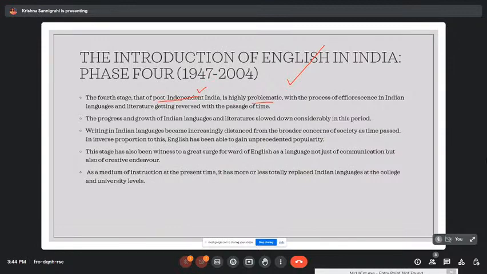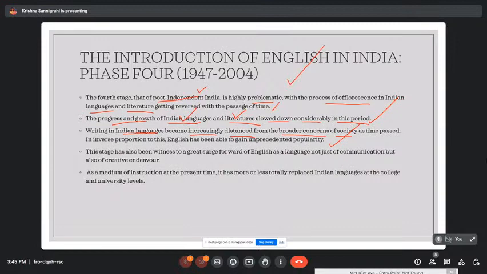So it's highly problematic, with the process of efflorescence in Indian languages and literature getting reversed with the passage of time. The progress and growth of Indian languages and literatures slowed down considerably in this period. Writing in Indian languages became increasingly distanced from the broader concerns of society as time passed. And in inverse proportion to this, English has been able to gain unprecedented popularity.